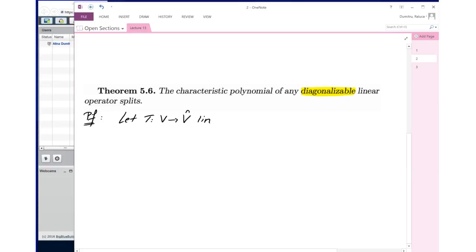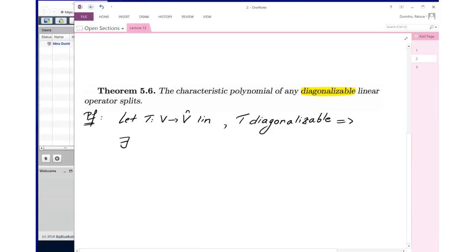Let's say T goes from V to V. It is a linear transformation. V has dimension n, and T is diagonalizable. So we want to take a look at its characteristic polynomial, so the determinant of the matrix of T in some basis minus t identity. I can choose whatever basis I want, right? But I don't know anything about V, so it makes sense to just choose that basis that makes the matrix diagonal, because I know that such a thing exists since T is diagonalizable.